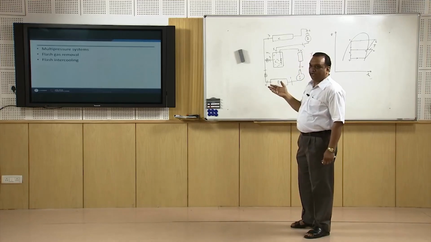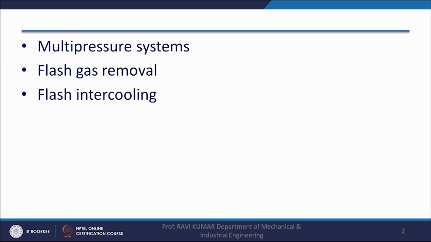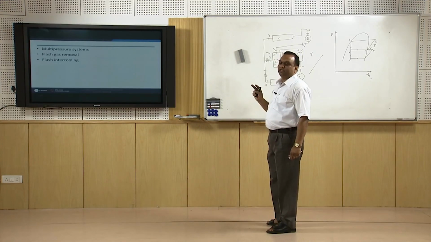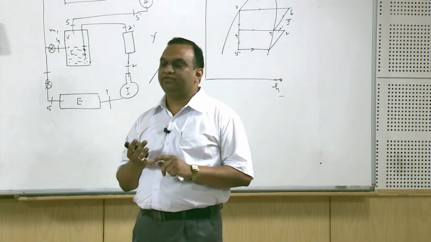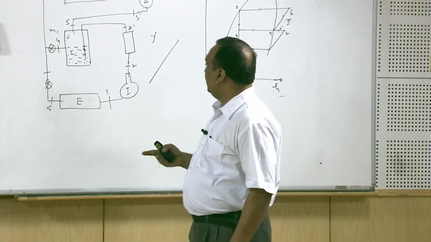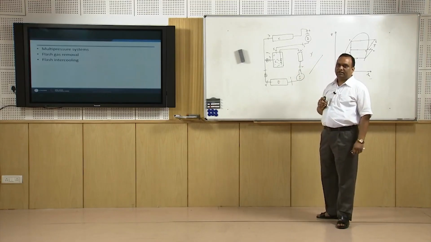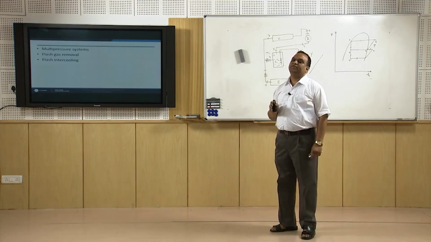So we have covered today the multi-pressure systems, the flash gas removal system, how the flash gases are removed from the system, and the flash intercooling system. Because in a multi-stage system there are two types of cooling system, water intercooling and flash intercooling, and in the case of ammonia refrigerant we can apply both types of systems. Now in the next lecture we will start with multi-evaporator systems.